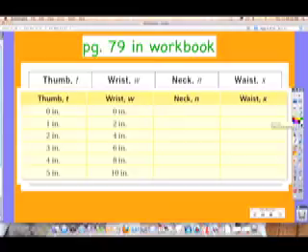Twice around the thumb, once around the wrist. Guys, on your table right above it, let's write it in math terms. She said twice around the thumb equals once around the wrist. Do you think that's an okay equation? 2 thumbs equals 1 wrist.